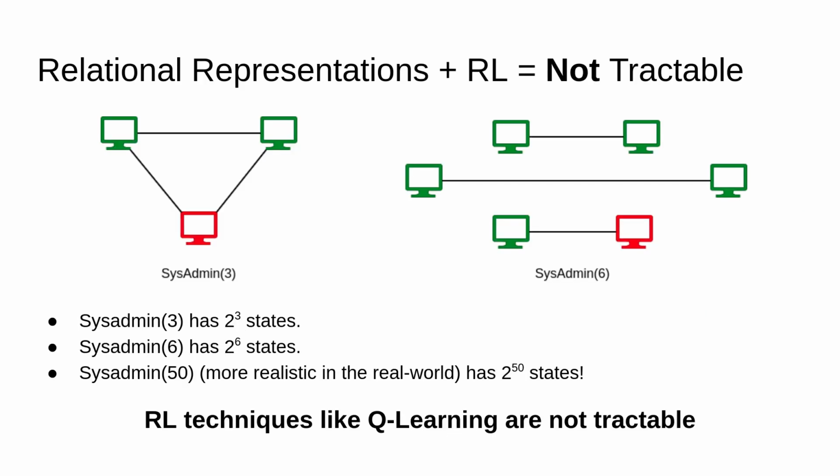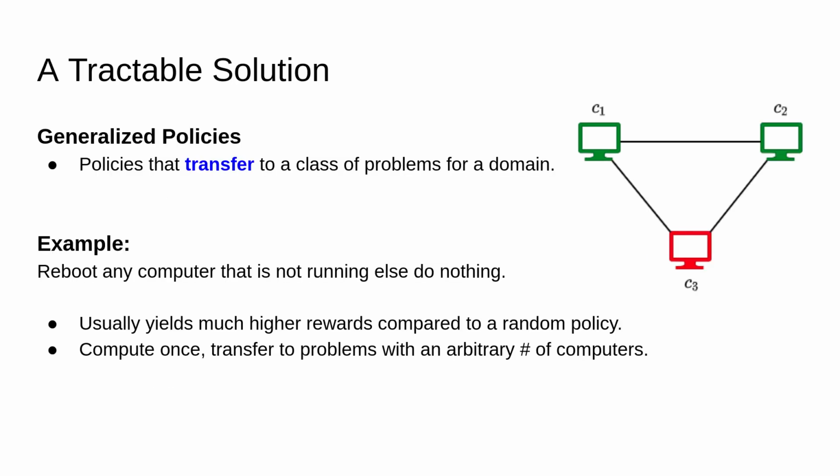One key problem with relational representations in RL is that it's not tractable because the state spaces grow exponentially as the total number of state variables increase, making techniques like Q-learning not computationally tractable.